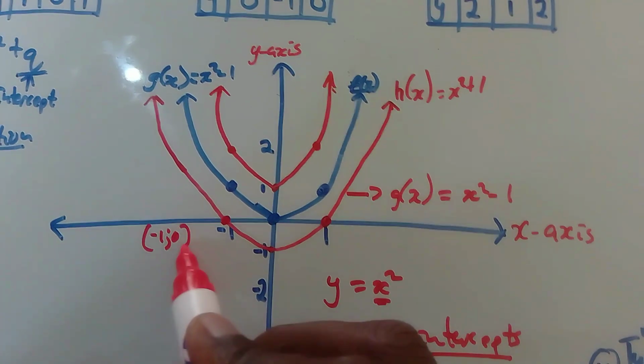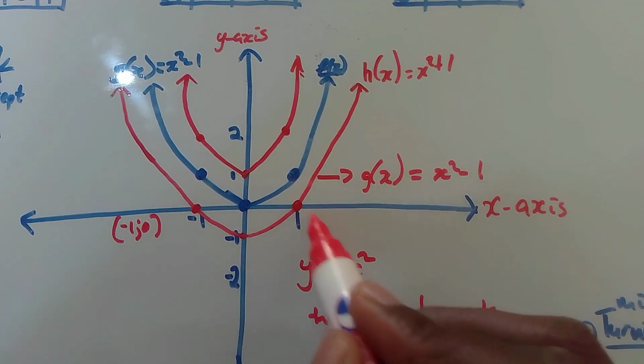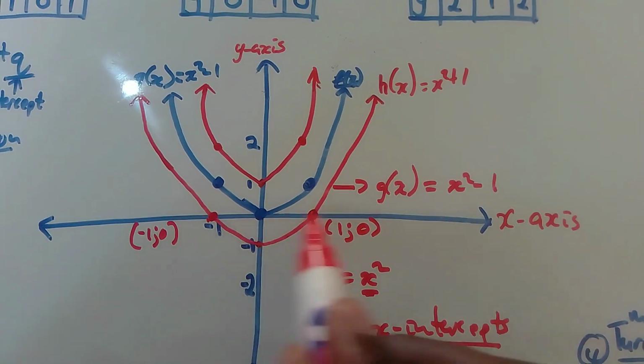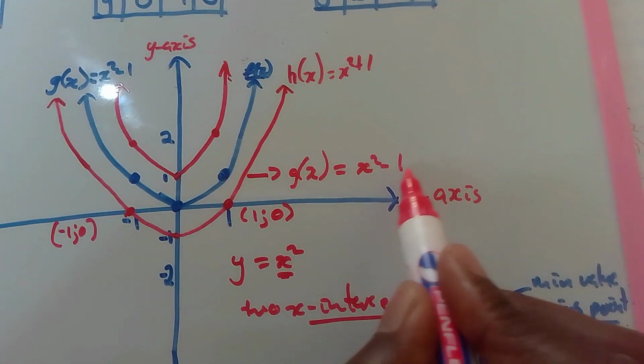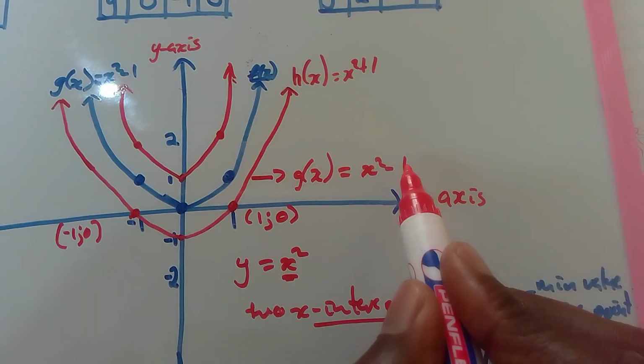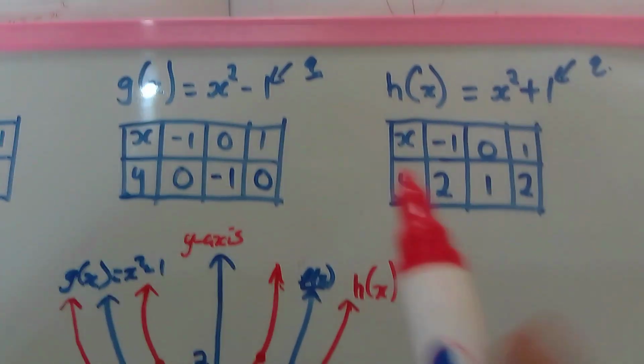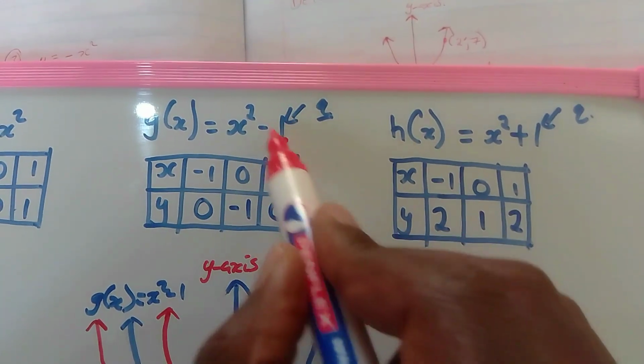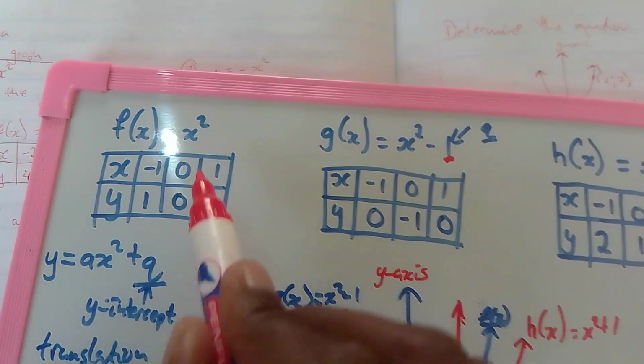Is 0. And here, our x is +1, and our y is what? 0. These are the 2 x-intercepts, and our equation is what? X squared minus 1, right? Now, what are we investigating? We're investigating q here, which is -1. How did it change this graph of x squared?